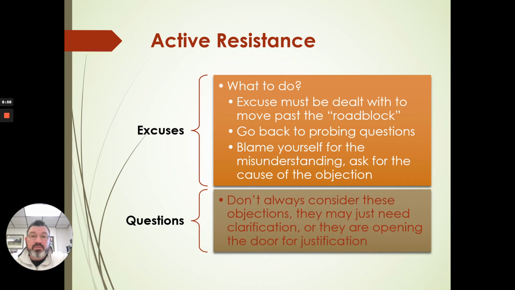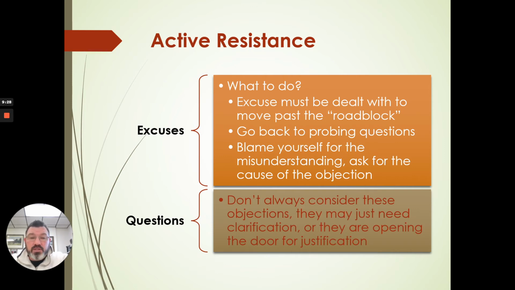I would view that as basically a roadblock, and you've got to understand what's causing the roadblock. So you probably need to go back to probing questions. And if it's a misunderstanding or lack of information, blame yourself for it, even if it's not really your fault. Help that customer save face the best that you can, and go back to probing questions and see if you can flesh out why there's some challenges with them accepting the information or the idea or the product and moving forward in the sales process.